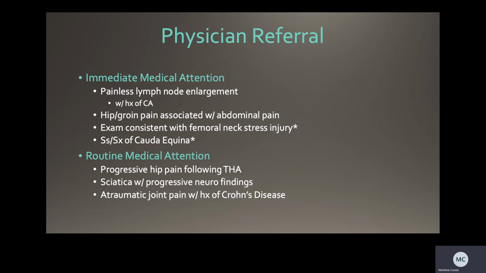If they have progressive neuro findings, now what do I mean by that? If their reflexes are 2+ on the eval, and then you re-eval them in 4 weeks and they're 1+, and then maybe you re-eval them 2 weeks later and they're 0, that's a progressive neuro finding, right? Or they're progressively getting a cold leg, numb leg, they're getting worse. That's a sign that we really do need to send them out. And if there's some sort of atraumatic joint pain with a history of Crohn's disease, we probably want to send them out because they could be having a flare-up of Crohn's.